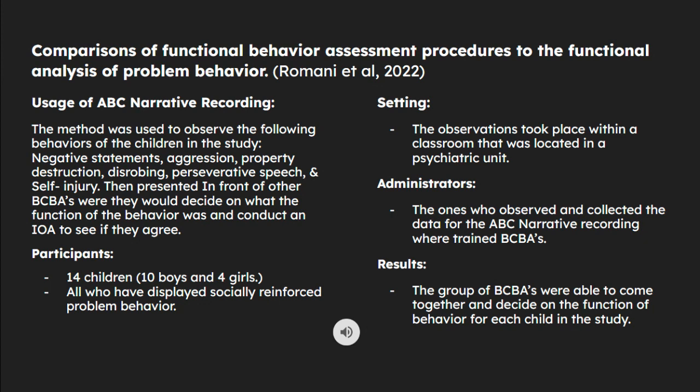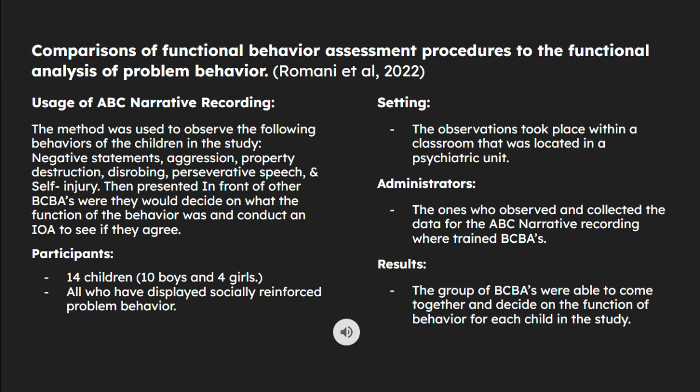They came up with operational definitions so everyone knew what these behaviors looked like. They did this through their initial interview with the parents. After the data was collected, they came together with other BCBAs and they all decided on what the function of the behavior was for each of the children.